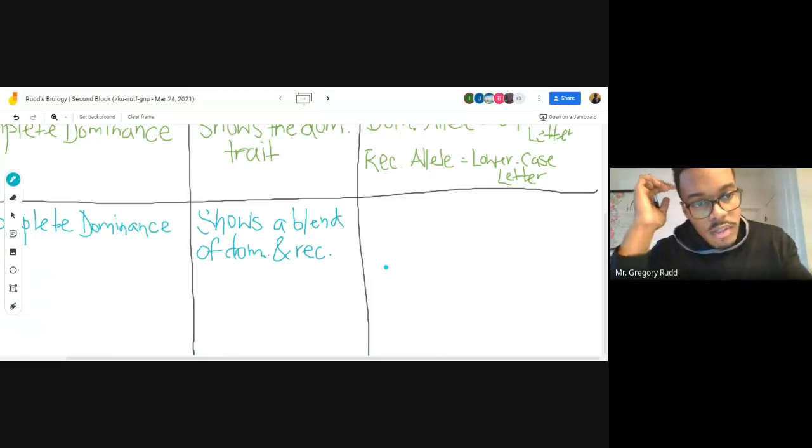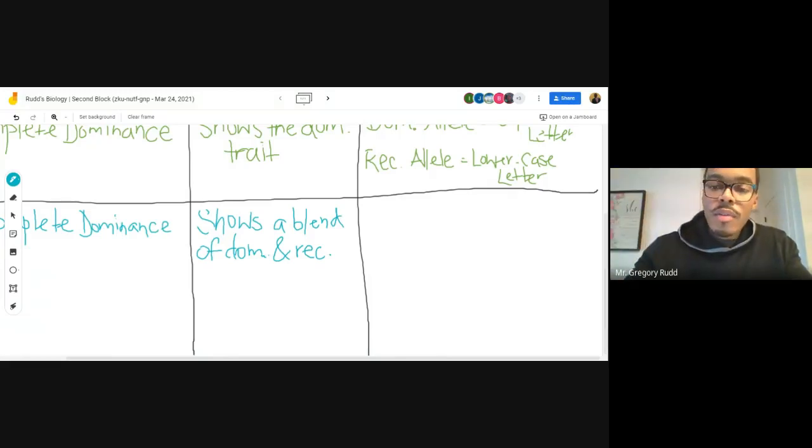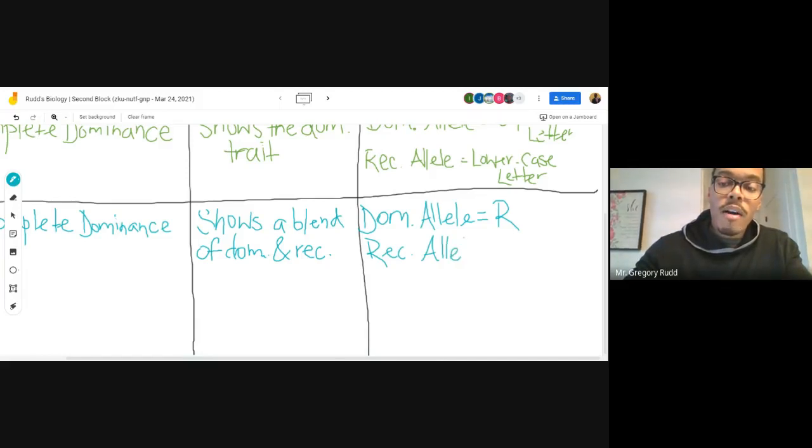And an example of the notation here, like I said, we use a capital letter for the dominant allele. We still use a capital letter. So for example, it could be R. But for the recessive allele, we still use that same capital letter, so still capital R, but it's going to be followed by an apostrophe. And that apostrophe is called prime.